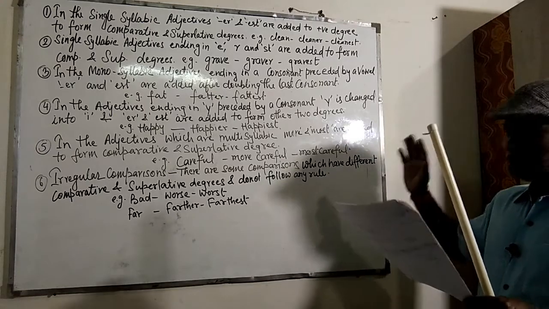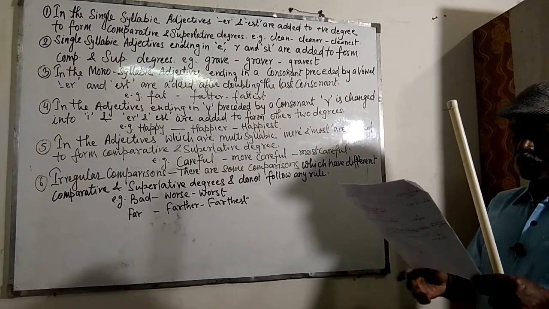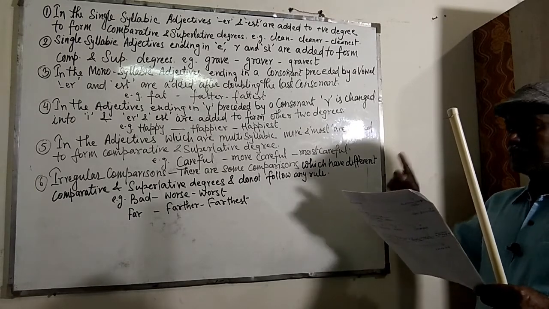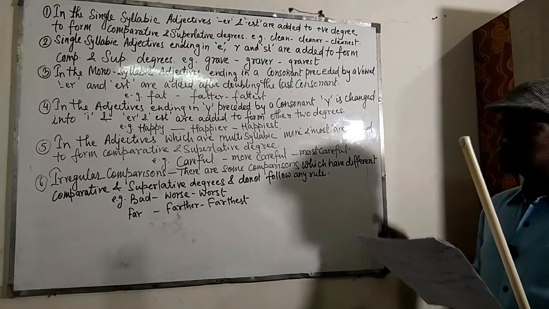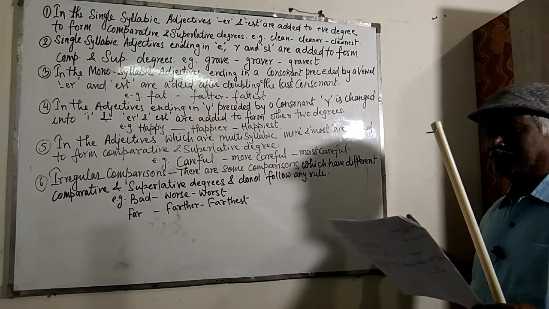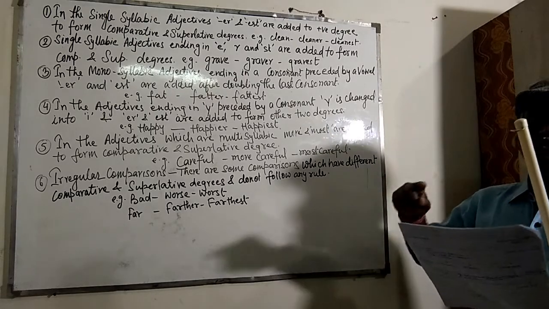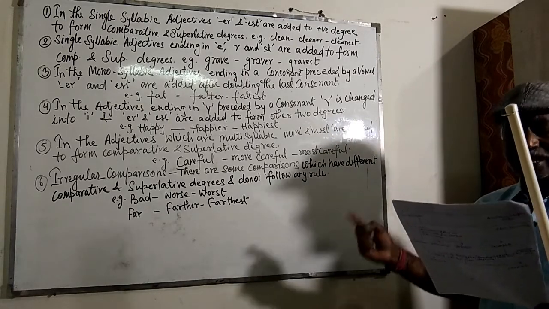Here we have to observe that the comparative degree is mostly followed by than. He is taller than Shyam. Taller is the comparative degree and than is added after that.